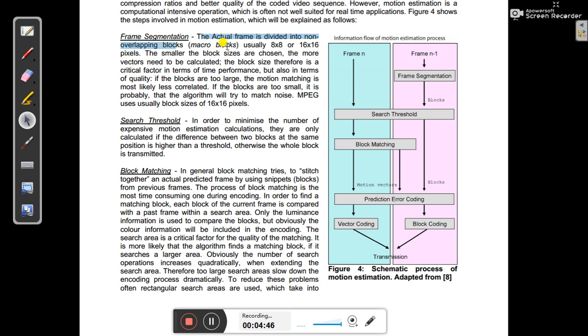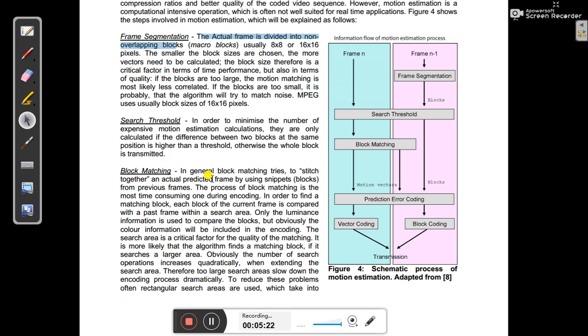Block matching, this is the third point. Here you can see frame n and frame n-1, the initial frame and the next or previous frame, go through frame segmentation into blocks, then the search threshold. If it is matching, then we go for the next step, that is block matching. In this process, block matching tries to stitch together an actual predicted frame by using snippets from previous frames.